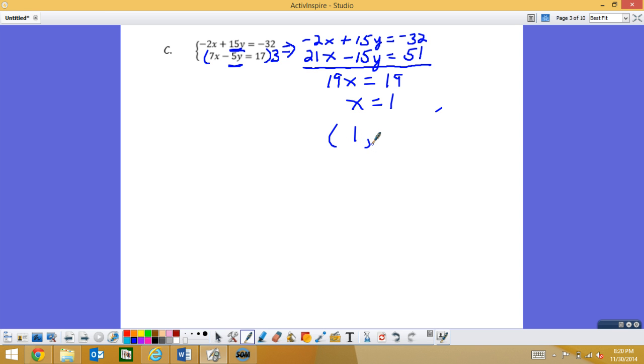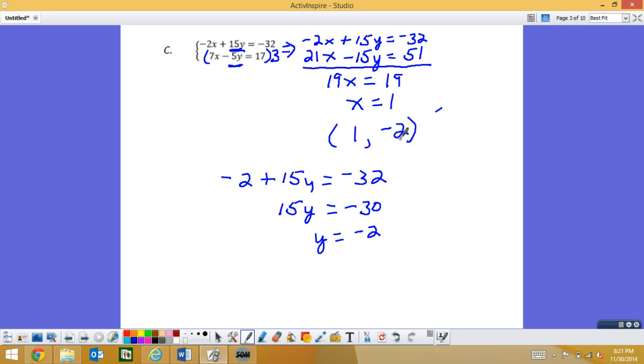And then we find y by substituting 1 into one of these equations for x. We can go ahead and substitute it into the top one. So negative 2 times 1 is negative 2 plus 15y equals negative 32. And then I'm just going to solve this equation now for y. First thing I'm going to do is add 2 to both sides. So 15y equals negative 32 plus 2 is negative 30. And then dividing by 15, y is equal to negative 2.